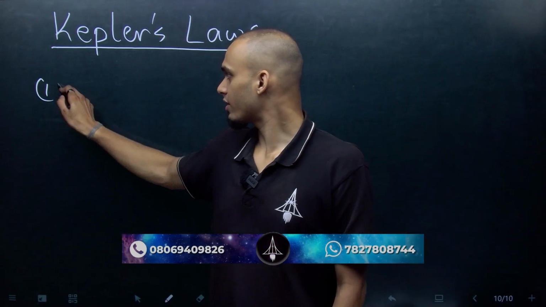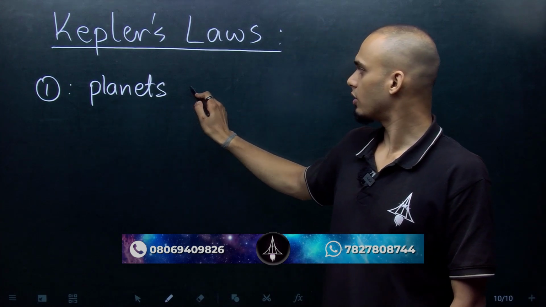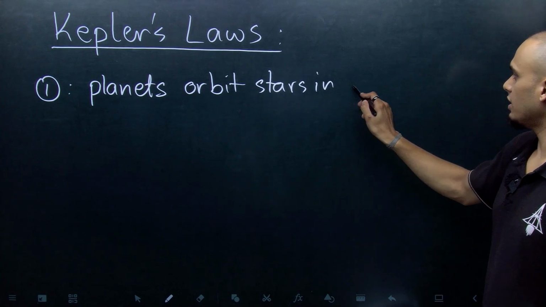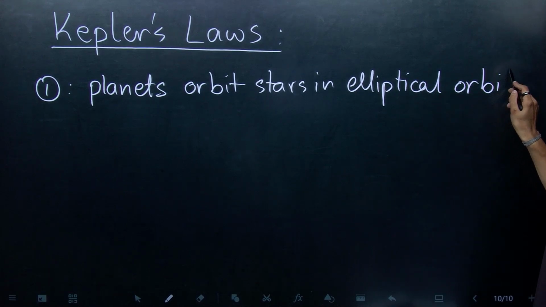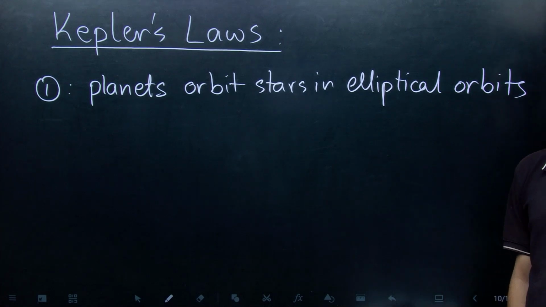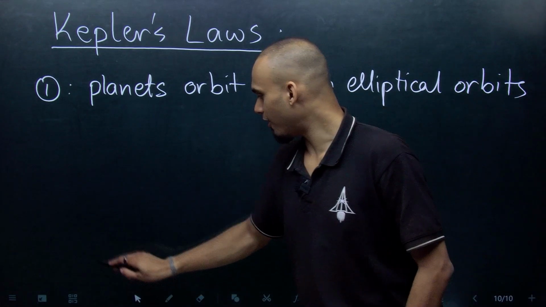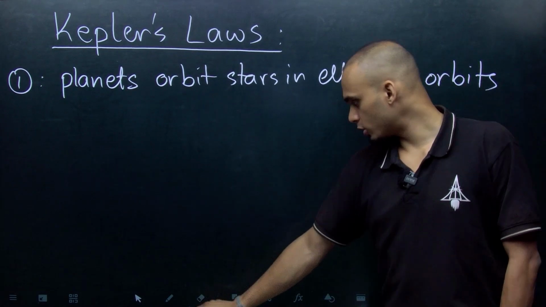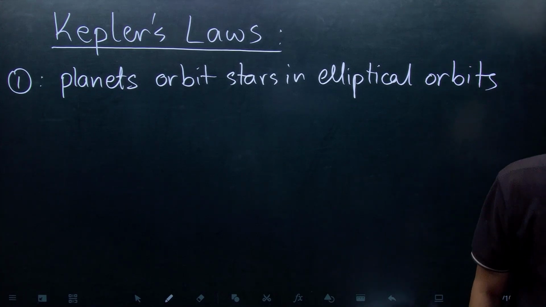The first Kepler's law is that planets orbit stars in elliptical orbits. That is, the orbits of planets are not circular, they are an ellipse. So using all the properties of an ellipse, you can also get all the properties of planetary orbits. You need to know the properties of an ellipse from coordinate geometry in maths for this.